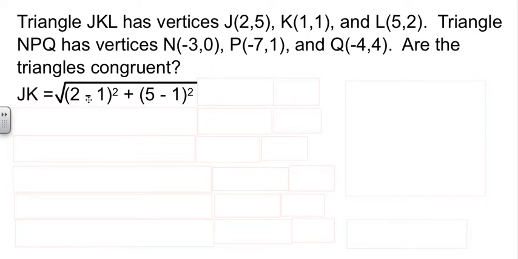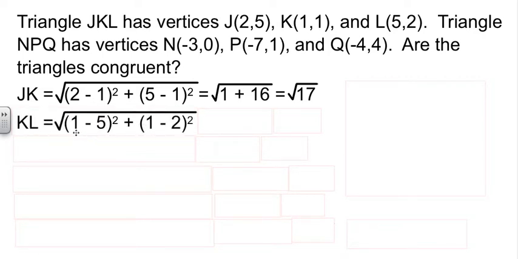So for JK, 2 minus 1 squared plus 5 minus 1 squared gives me 1 plus 16. 5 minus 1 is 4, and 4 squared is 16. So we get the square root of 17. If you want a decimal, it's 4.123. But we don't necessarily need it for this, so I'm just going to stop at the square root of 17.